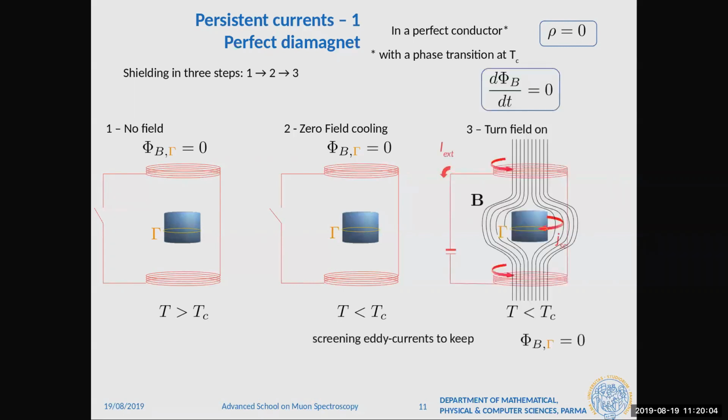You apply a field, and by Faraday's law, you can't have any variation of flux in time because there's no resistivity, so the electromotive force has to be zero. It means that there must be a spontaneous current that circulates in the opposite way to the one that is producing the field, to shield the field inside. This happens in a real superconductor, and in this putative material.